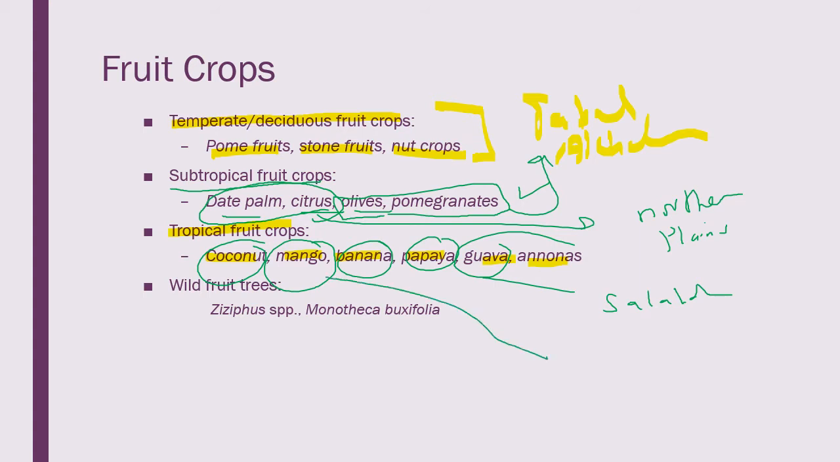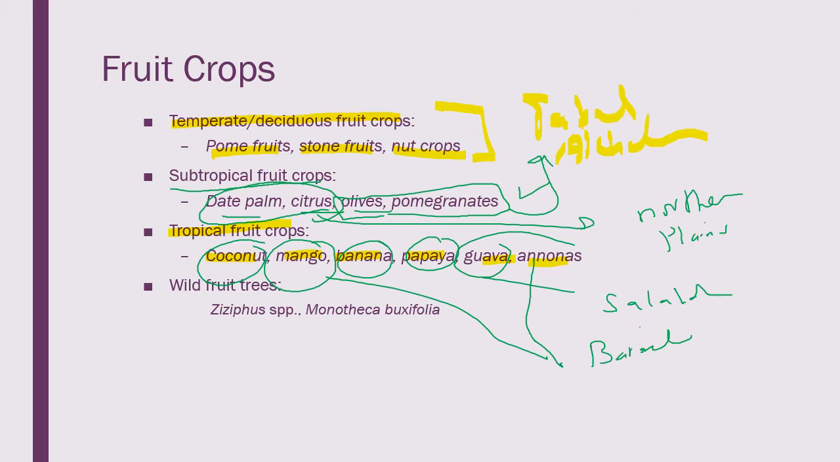But most of the anona is really grown in Al-Batin area. Also in Al-Batin, these other crops are also grown. So all of these, except for coconut, are commercially grown in Batin area. That's why Al-Batin is the most important region in agriculture for Oman.